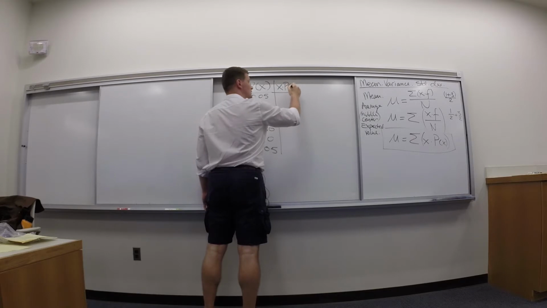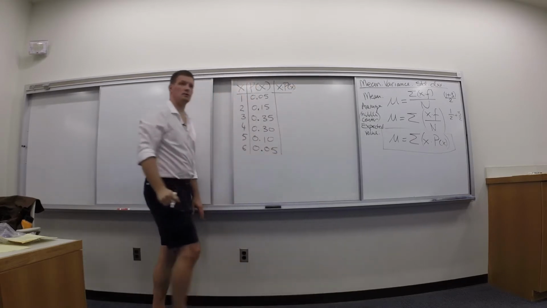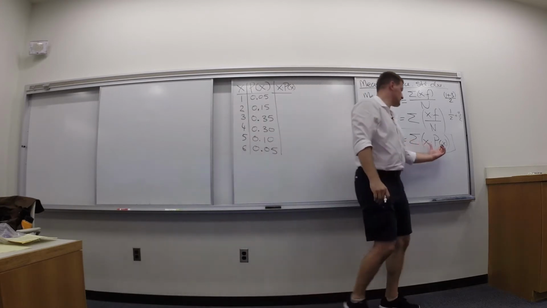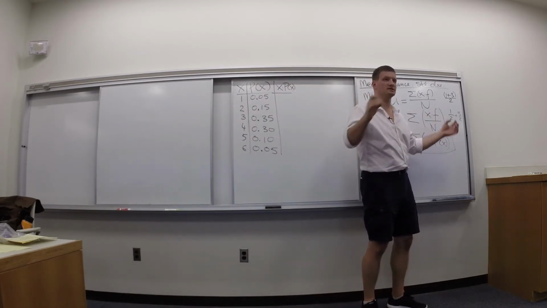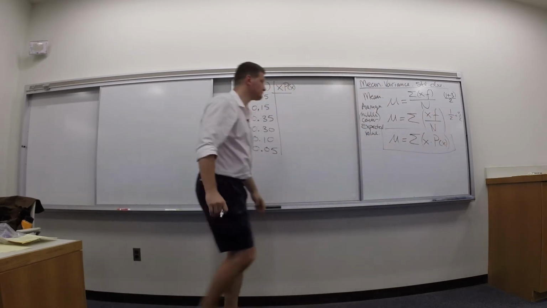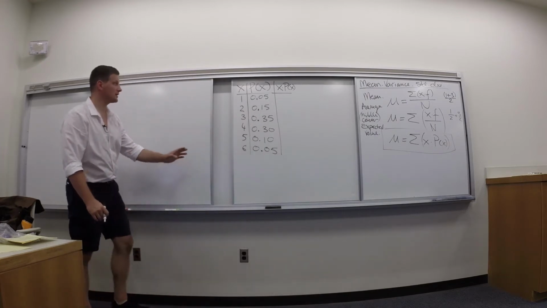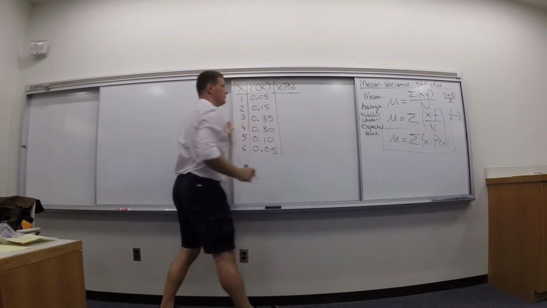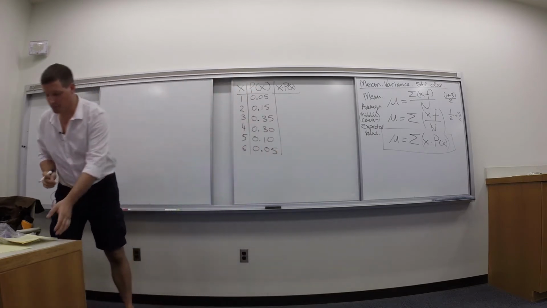I'm going to put an extra column here: X times P. Again, I'm following this formula, and just like Shrek, I'm peeling it from the inside out. Sorry, as an onion, Shrek. As the onion, I'm going to peel it from the inside. All right, so let's multiply it out.